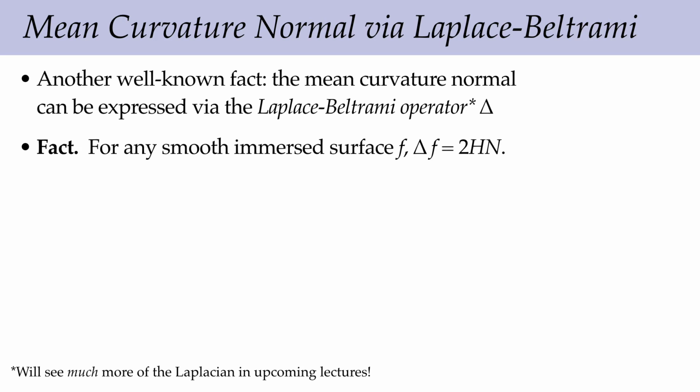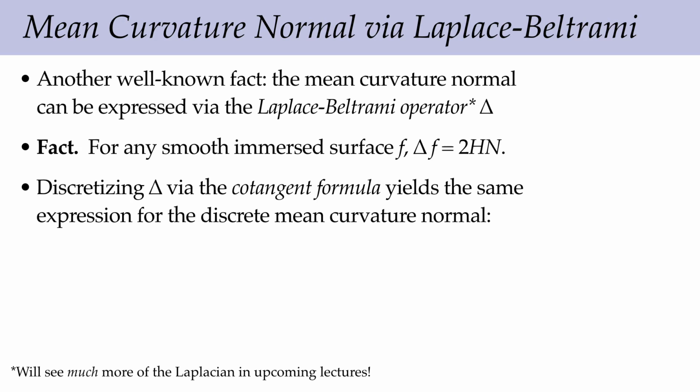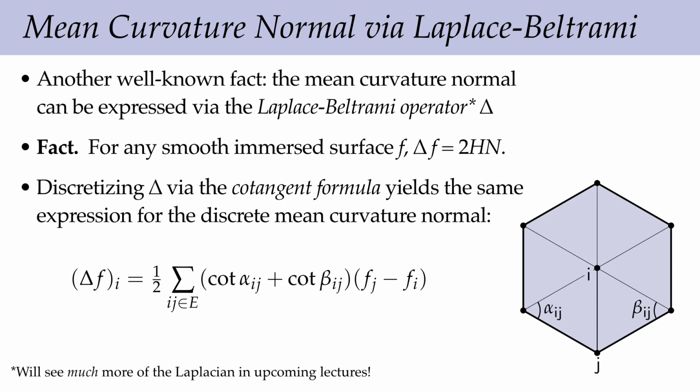Okay? And so if we take a different path and we discretize the operator delta, we discretize the Laplacian, well, naturally what comes out are, again, the cotan weights. And so we get, again, the same expression for the discrete mean curvature normal. Sum over all the edges of the cotan weights times the edge vectors.